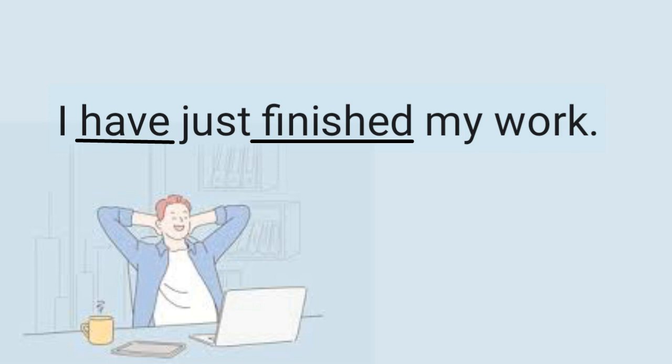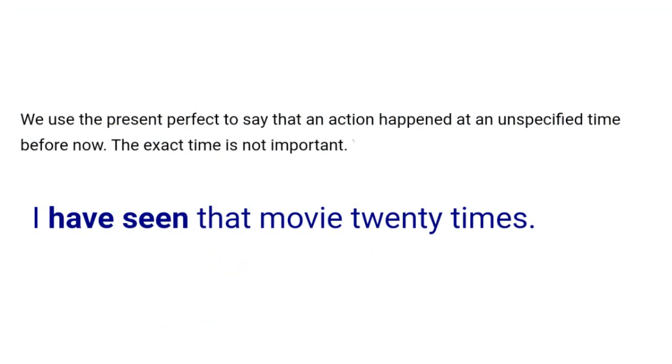Then we use the present perfect to say that an action happened at an unspecific time before now. The exact time is not important. That means if we are not saying an exact time of an action, we can use present perfect tense. Look at this example. I have seen that movie 20 times. We are not specifying the time, but we are saying that we have seen it at a past time. So this kind of usage can also be written in present perfect tense.